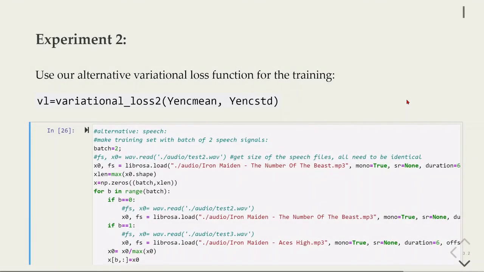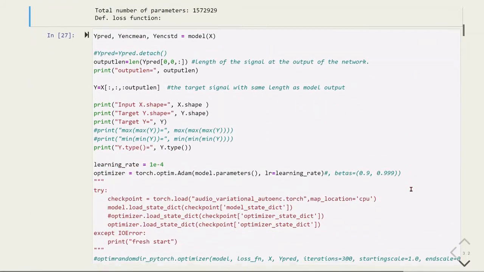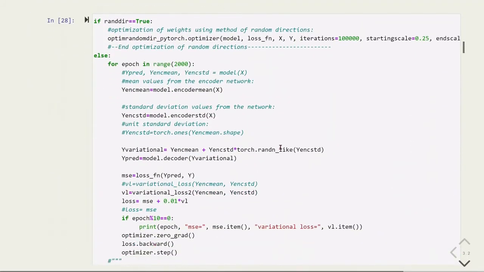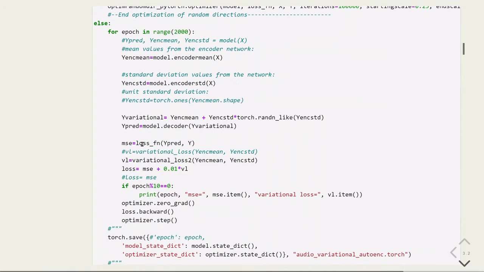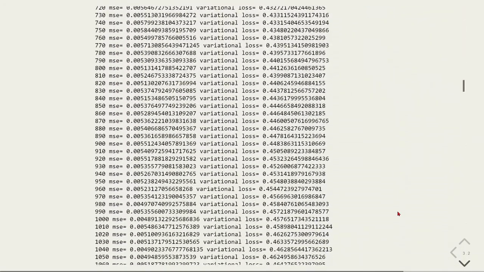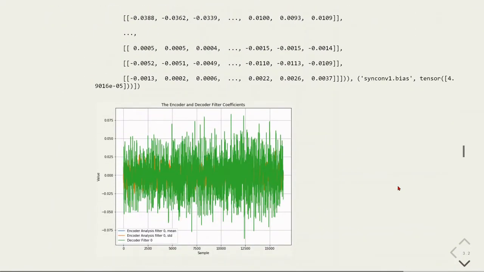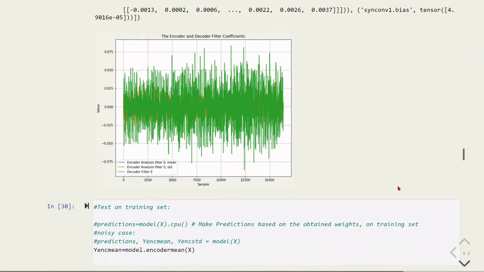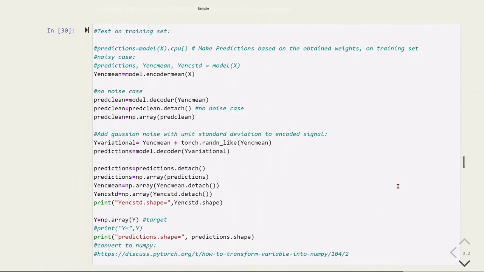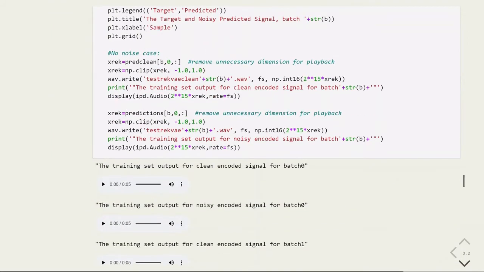In experiment number 2, we use our alternative variational loss function for the training. Everything stays the same, but here we are commenting out the loss that we used before, and now we are using the alternative variational loss. So we will train our model, and then here are the encoder and decoder filter coefficients. Here again, we will be able to listen to the results.